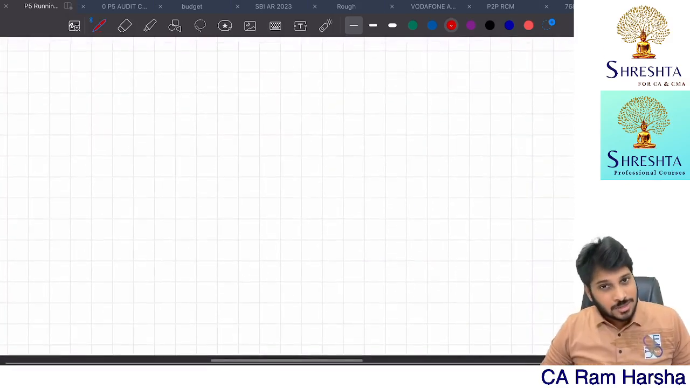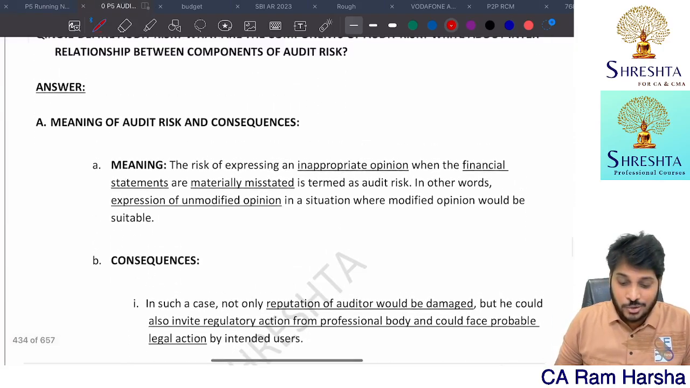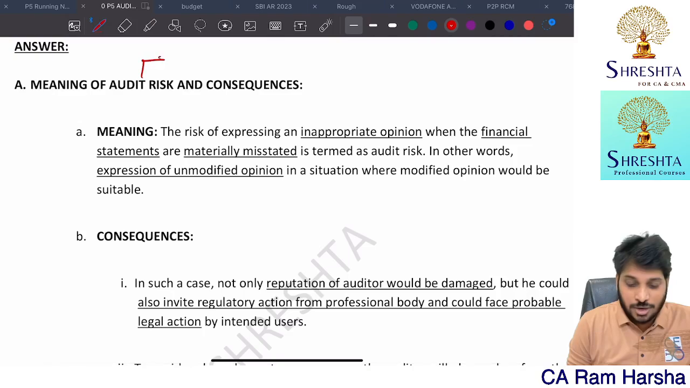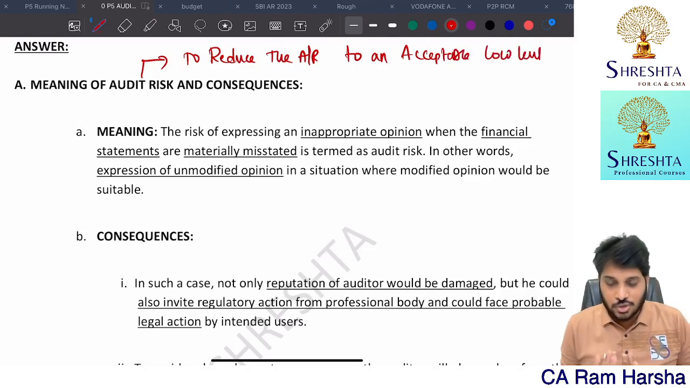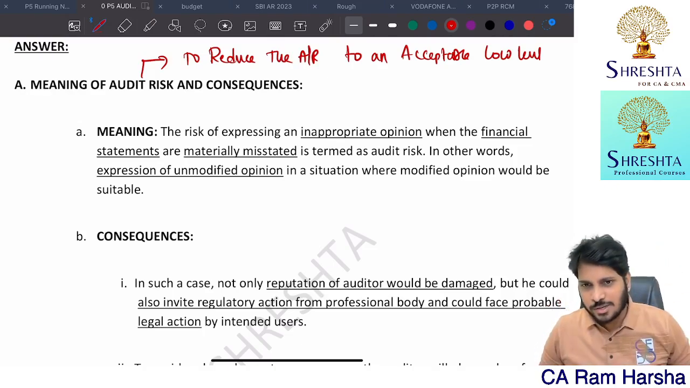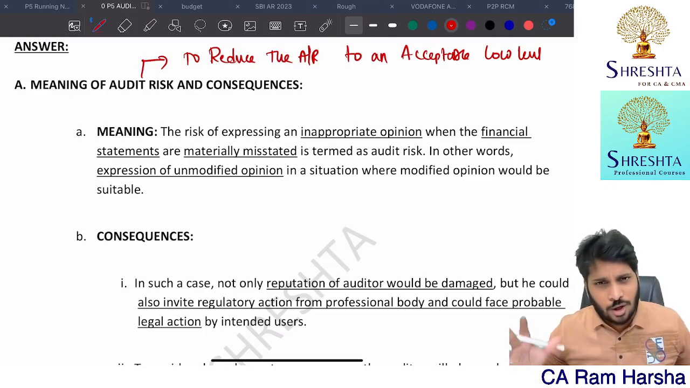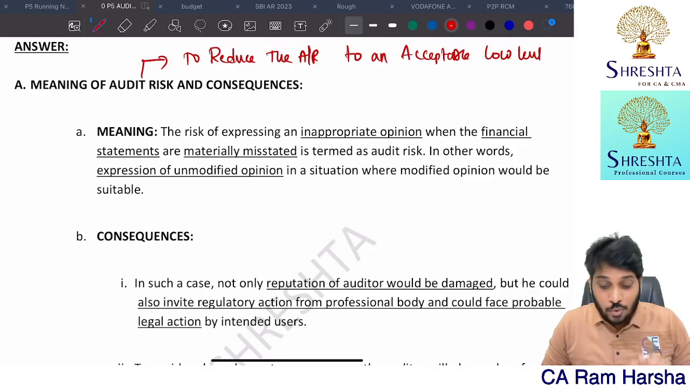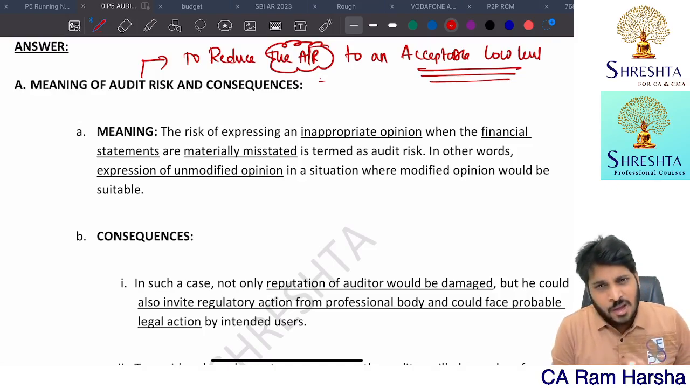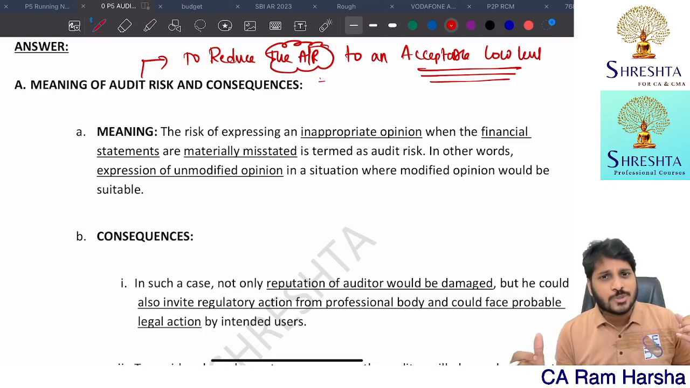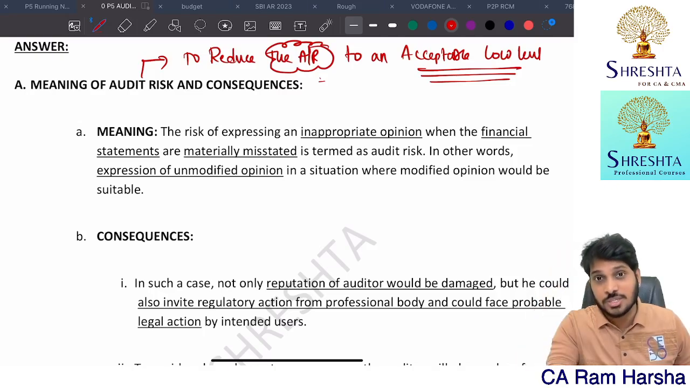Now, why do we need to do this risk assessment? The objective is to reduce the audit risk to an acceptable low level. You need not write, just look at it. Whatever audit evidence, whatever audit procedure we are doing, why are we doing all this? We want to reduce audit risk to an acceptable low level. We do risk assessment, we gather evidence, we do further audit procedures, all in order to reduce the audit risk.